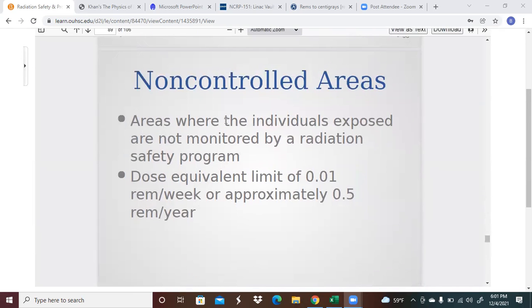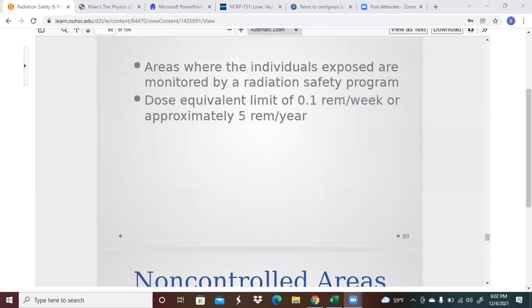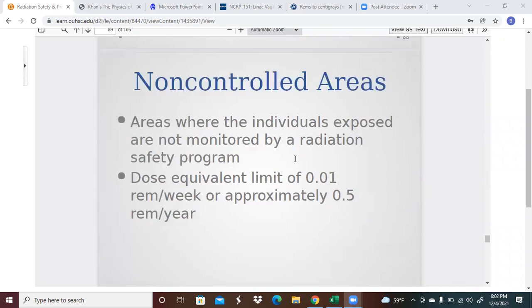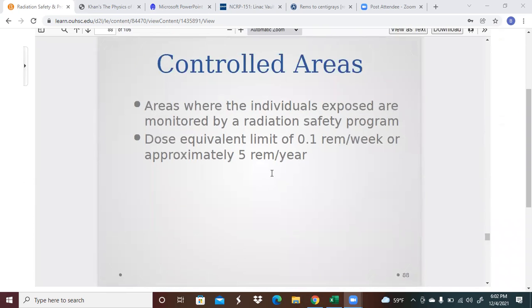Non-controlled areas are areas where the individuals exposed are not monitored by a radiation safety program. They're just passing through. A dose equivalent limit of 0.01 rem per week, which you can see is about 1/10 of the controlled limit, or approximately 0.5 rem per year. Same thing here.